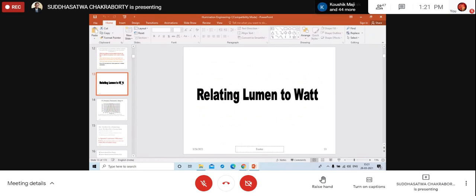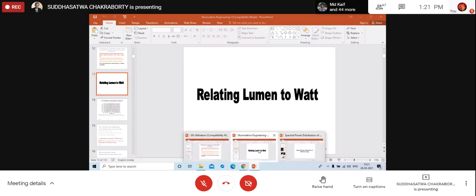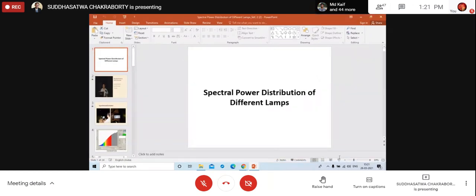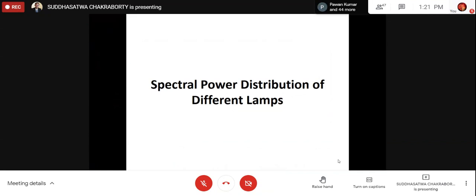Now, going to talk about relating lumen to what, this is the most important and interesting part. Let me finish up this portion. This is a spectral power distribution of the different lamps. So lamps are light sources. So that means here, once we are going to refer, we need to consider a black body mostly in the 380 to 780 nanometer region.